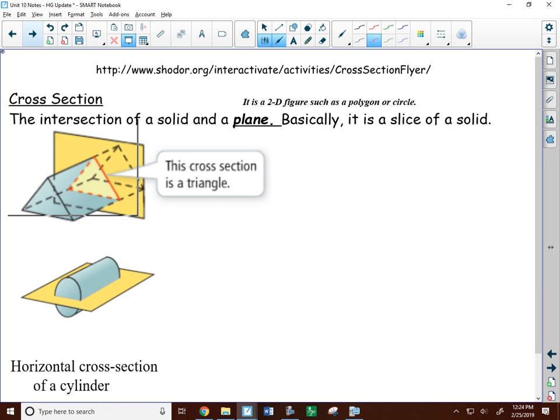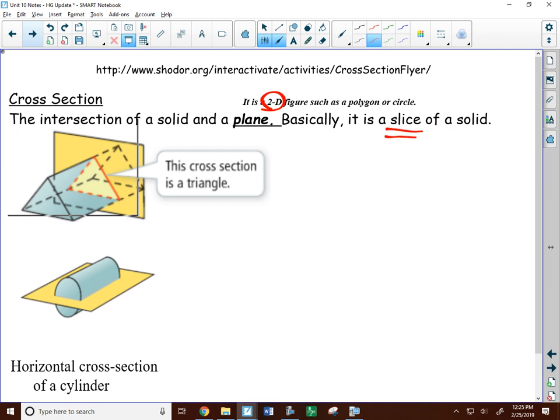So a cross section. I'll read this definition in a minute, but a cross section is really just a slice of a solid. So you slice a 3D figure, and then you look at the 2D shape that is formed. Another way to say it is you pass a plane through the 3D figure. So they said the intersection of a solid and a plane. They might say cross a plane with a cone or something. I like to think of just slicing a solid open. It's the resulting 2D shape. So a cross section is a 2D shape of a 3D shape.